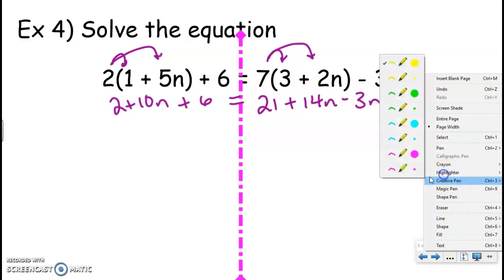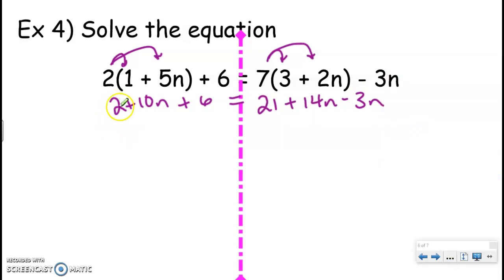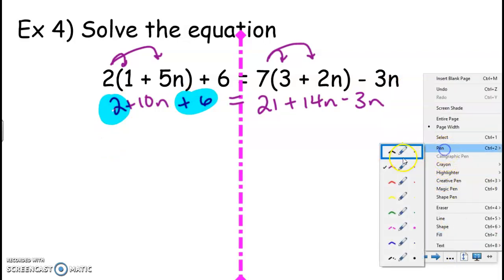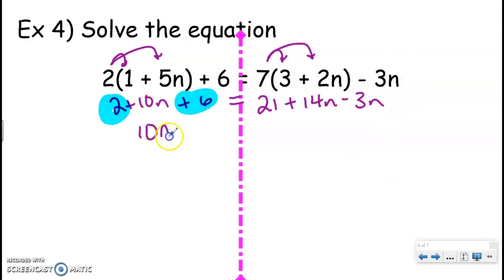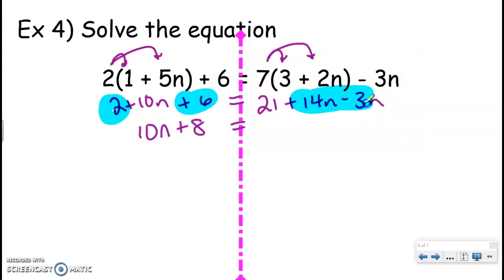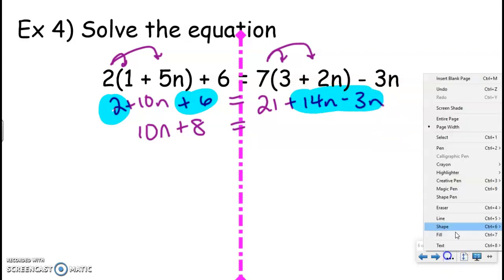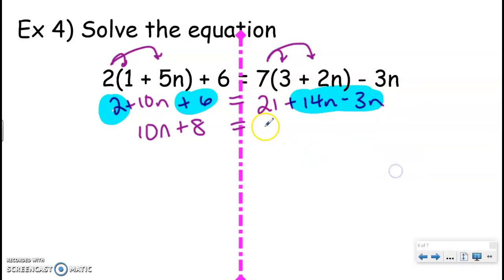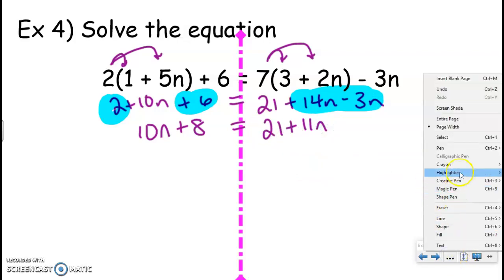On the left side, we are going to combine our like terms. So I have 2 and 6. So 2 plus 6 is 8. So I have 10n plus 8 equals. And on the right side, I am going to combine 14 and negative 3n, which gives me 11n. So I have 21 plus 11n. Your choice, completely up to you.